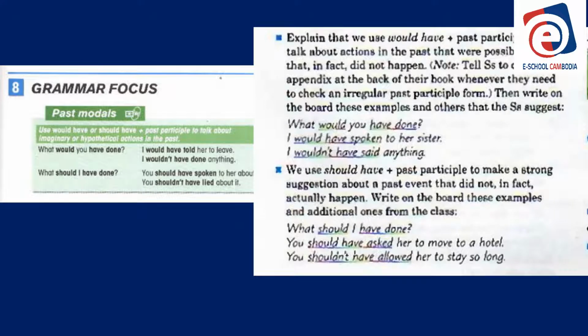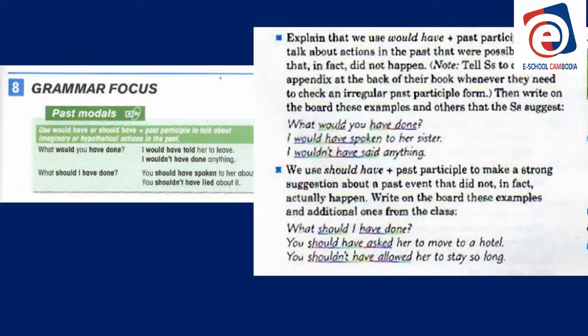All right, and so you can see the green box. Use would have or should have plus the past participle to talk about imaginary or hypothetical actions of the past. So now we're moving from the present tense into the past tense. The previous lesson, the conversation, remember? I told you you're going to write your answers using the past tense.